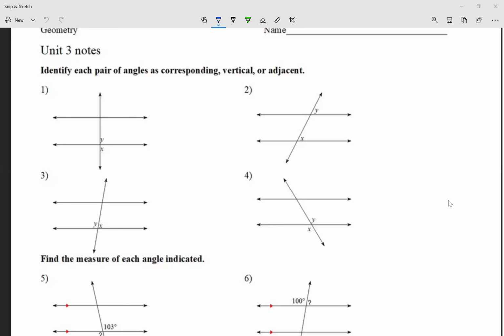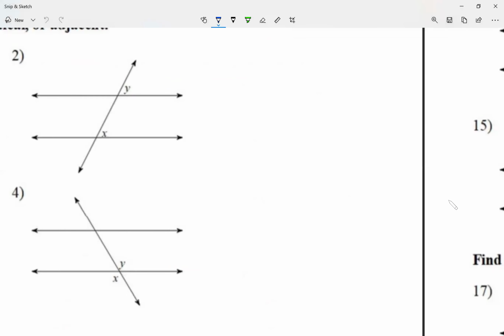For Unit 3, we're going to start talking about parallel lines and the transversal. Now, parallel lines, let me emphasize here. Parallel lines are lines that never cross. So let's assume these two lines are parallel, so they never cross.